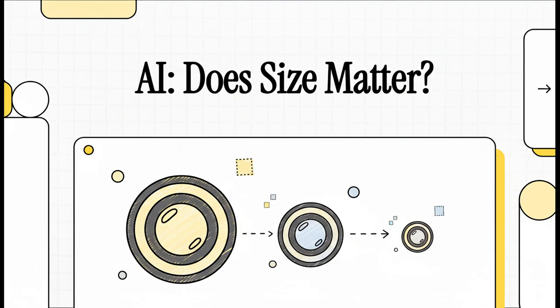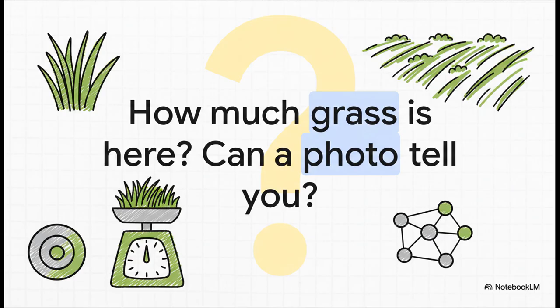Today, we are diving into a really cool AI experiment that asks a surprisingly simple question about a very complex problem. When you're teaching a computer to see, does size actually matter? Okay, so let's start with a puzzle. Take a look at this field. How much grass is really in there?